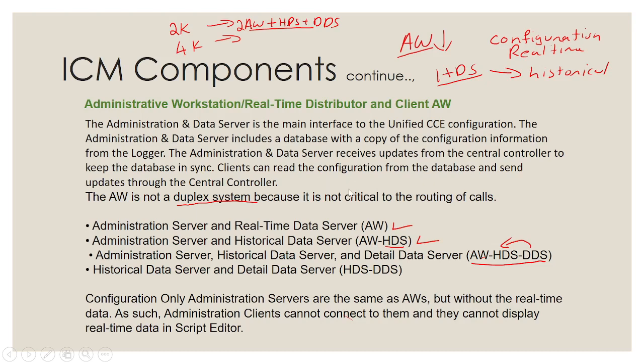And when we do the configuration in AW, you need to log into the AW box, and there is a folder called AW tools. There is a component called UCCE admin tools. So then you need to choose the configuration manager, and in the configuration manager you do all the configurations. Basically AW is used for configurations and storing the real-time data.